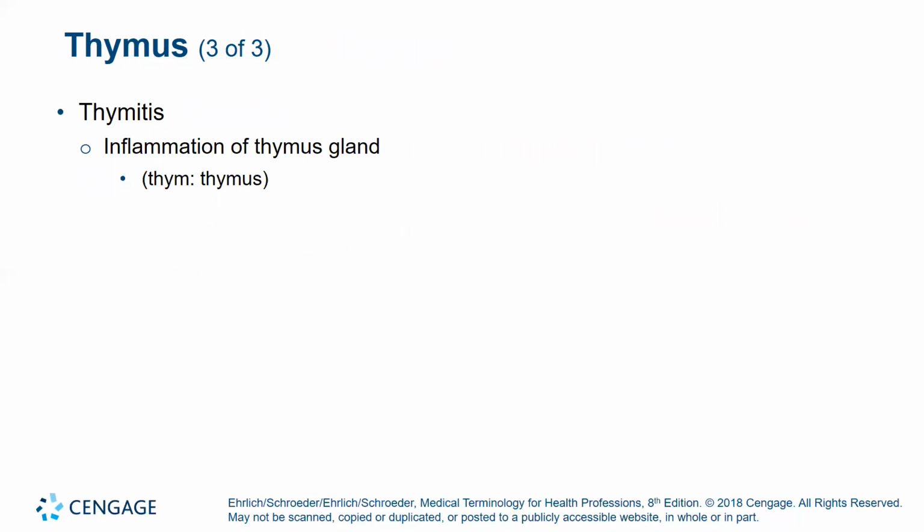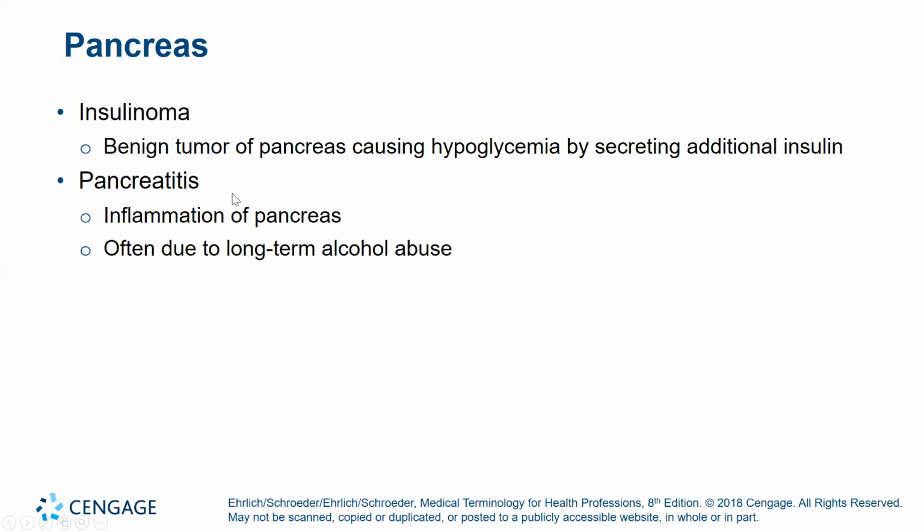Thymitis, inflammation of the thymus gland. Itis is inflammation, thymus is your thymus. Moving on to the pancreas, some of our terms. We have insulinoma. This is a benign tumor of the pancreas, and it does cause hypoglycemia by secreting additional insulin. We have pancreatitis. This is inflammation of the pancreas.